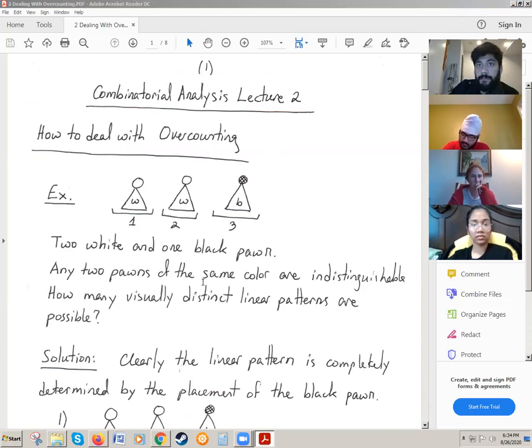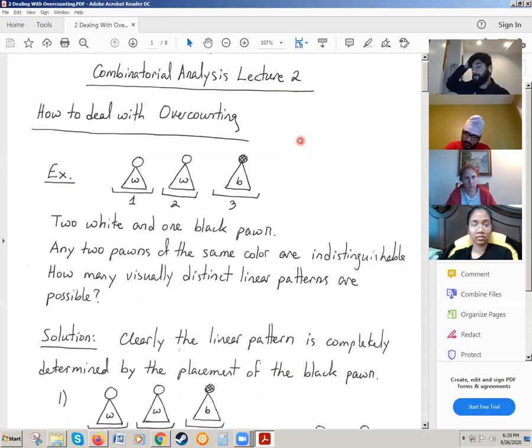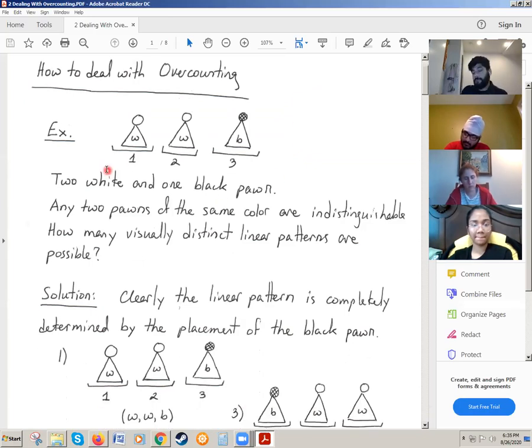Next problem is, how do I deal with overcounting? Sometimes counting directly is going to be rather complex. So here is the problem. We have 2 white pawns and 1 black pawn. And pawns that are of the same color are indistinguishable. I cannot tell them apart. You understand? This pawn and that pawn look exactly the same to me. How many linear orderings are possible?